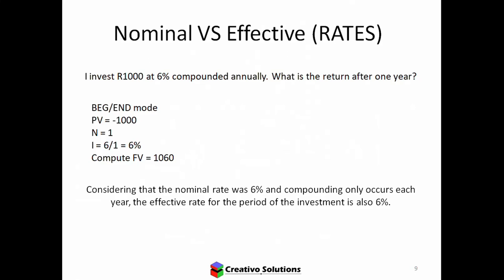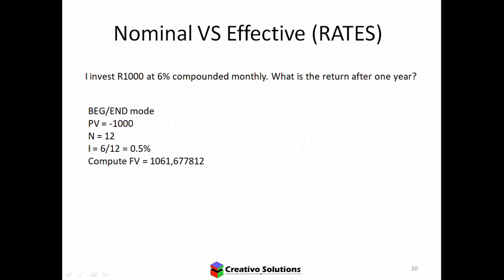Right, so now we need to look at what would happen if compounding was more frequent. When I say more frequent, for example, if we had to compound the actual interest monthly. So if it wasn't 6% compounded annually, let's assume it was 6% compounded monthly. Would that change the calculation? Well, the answer would be definitely. So if we're doing the same working, same calculation, but instead of 6% compounded annually, we have 6% compounded monthly. So what is the return after 1 year?